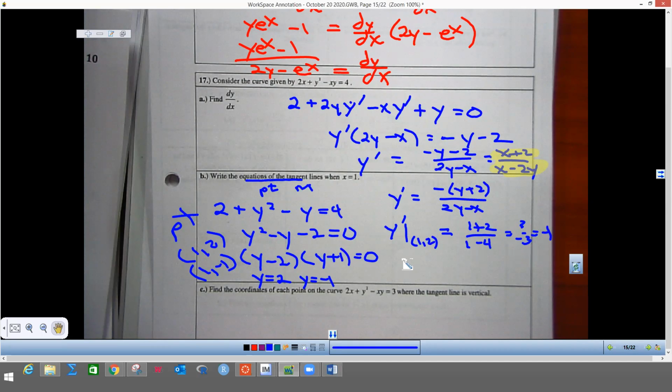So one of my equations is going to be y minus 2, I'm using this point right here, equals negative 1 times x minus 1. Now that is one tangent line.